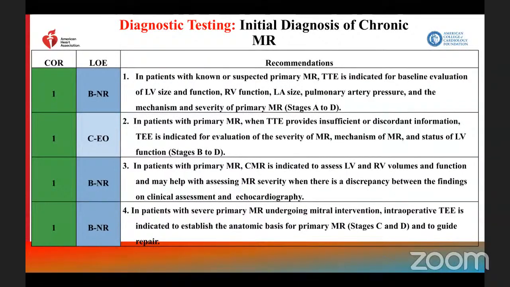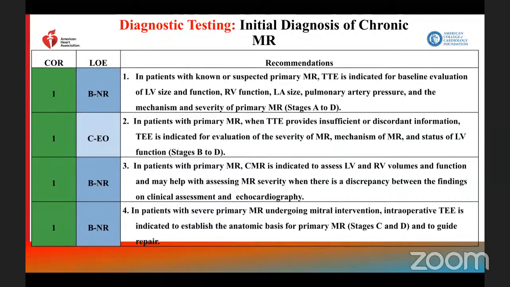For initial diagnosis of chronic primary MR, in patients with known or suspected primary MR, transthoracic echo is indicated for baseline evaluation of LV size and function, RV function, LA size, pulmonary artery pressure, and the mechanism and severity of primary MR from stage A to D. That's a class 1 recommendation. In patients with primary MR, when a transthoracic echo provides insufficient or discordant information, transesophageal echo is indicated for evaluation of the severity of MR, mechanism of MR, and status of LV function. That's a class 1 recommendation.